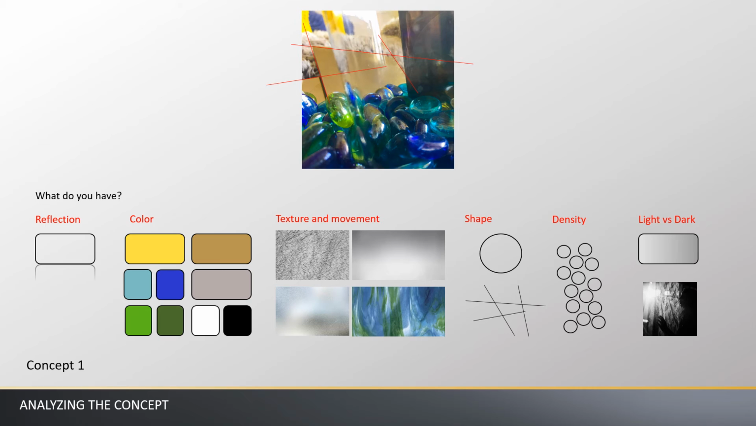What I want you to do after you select one of the concepts, you will find a picture that is very difficult to identify the materials. It's like an abstract picture. And then you're going to see what you can describe from the picture, right? In this case, I have reflection, I have analysis of the color, I have different texture, movement, I have different shapes, I have density, light versus dark.